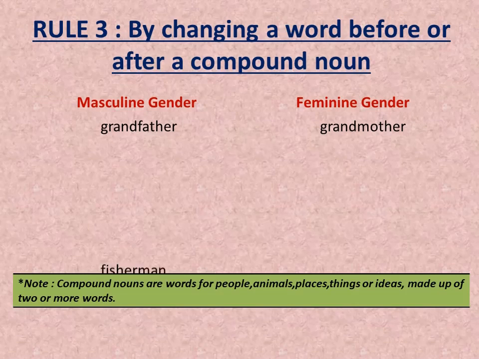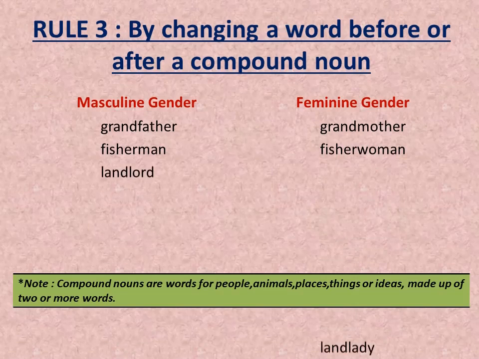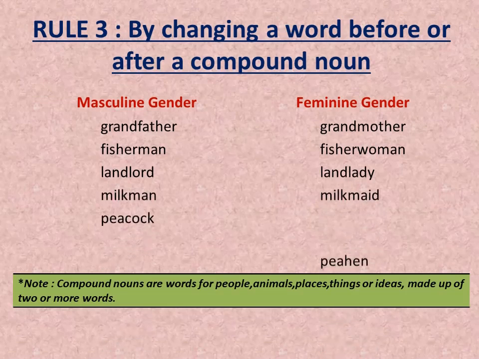So we can go through another example, fisherman. So here we can write the feminine gender of fisherman as fisherwoman. Next one, landlord. So more examples are there. You can go through it. Landlady, milkman, milkmaid, peacock, peahen, stepson, stepdaughter, like this. So these are the 3 rules we have to follow while changing a masculine noun to a feminine noun.